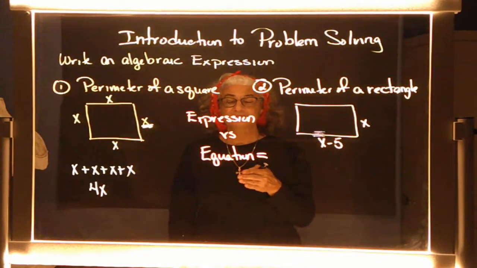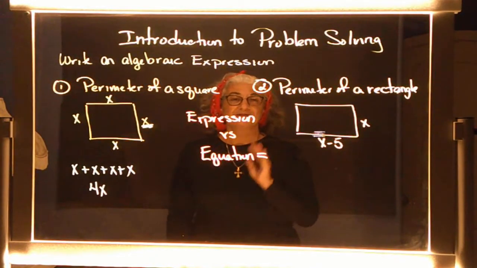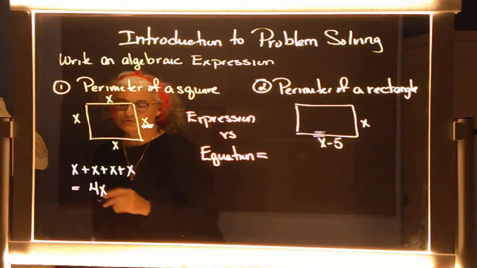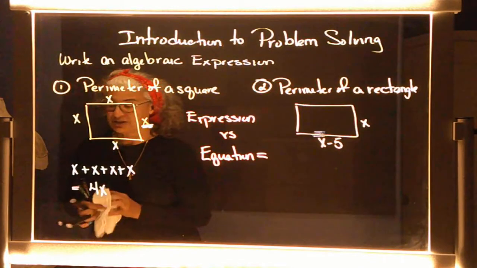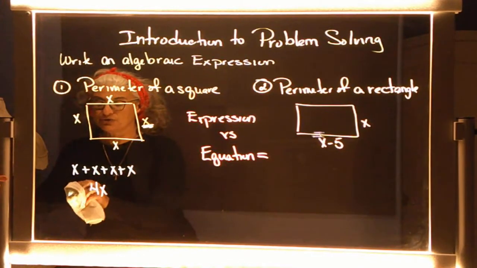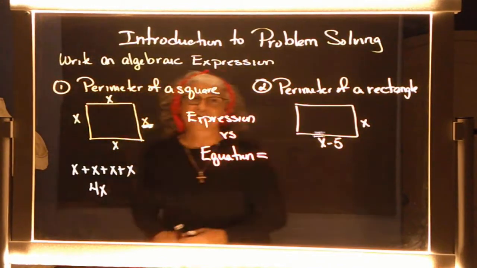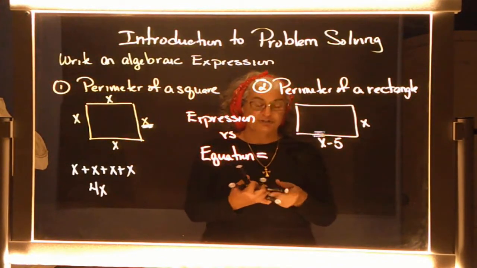Good? Notice there's no equal to sign, so it is an expression. Cool? And don't put one in. Some of you may be tempted to put an equal to sign here, saying x plus x, but don't do it. I'm telling you, don't do it, because as soon as you put an equal to sign, it's no longer an expression. We need an expression. Got it? Let's look at number 2.